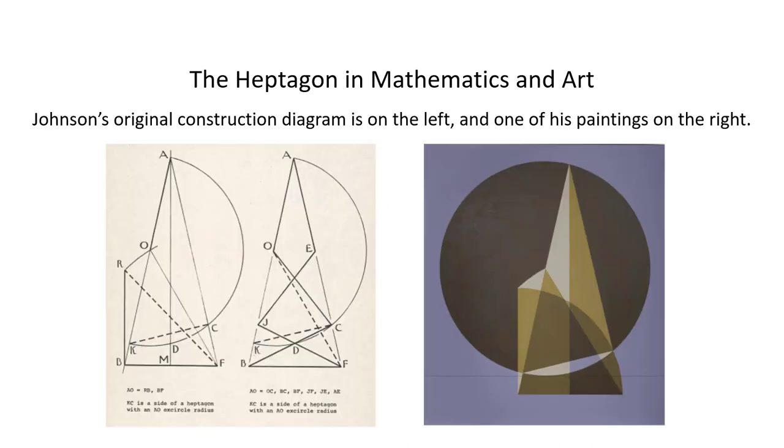So here's Johnson's original construction diagram over on the left, and one of his paintings celebrating it is over on the right. We can see that it involves a line segment and a vertical line like the modern construction we've seen, but it differs from that construction in a number of ways. It takes a little bit longer to do than the modern construction I showed you, but nonetheless, it's got its own style and elegance.